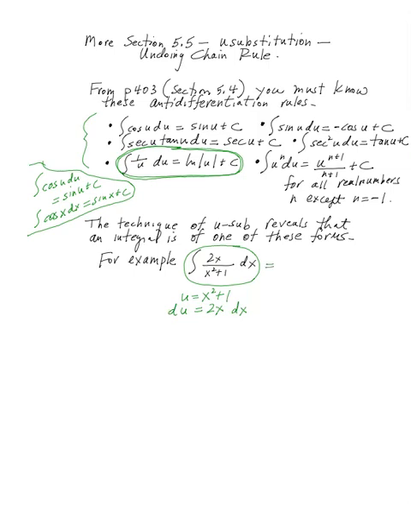Now, we take this original problem and we rewrite it with u's. So notice in the denominator I have x squared plus 1. But that's just u. Now notice what's left. 2x dx is left. What's 2x dx? That's just du. Now what goes here in the top? It's 1 du.